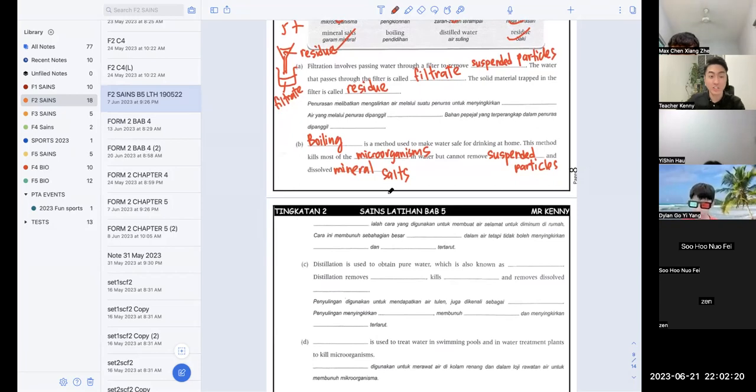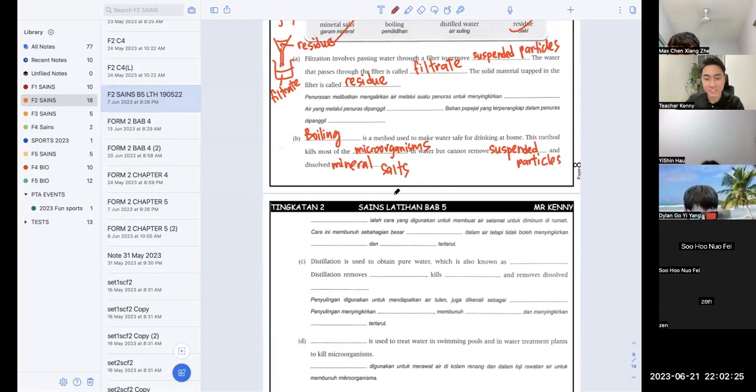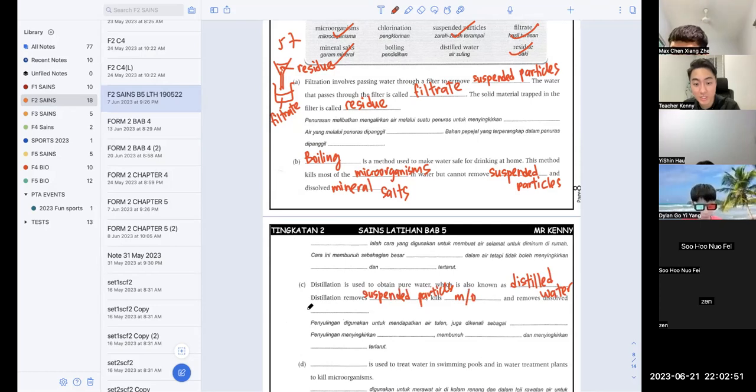Imagine drinking chlorine. You're drinking chlorinated water. It has a little bit of chlorine, but not as much. Distillation is used to obtain pure water, also known as distilled water. Distillation removes suspended particles, kills microorganisms, and removes dissolved mineral salts.